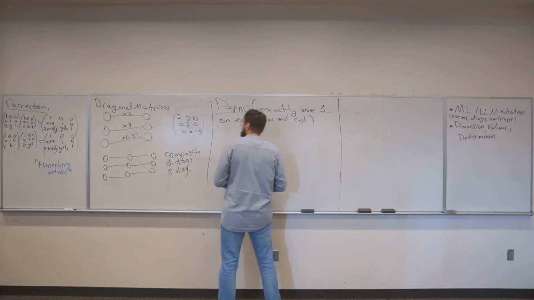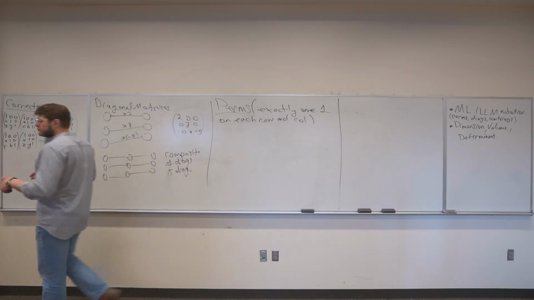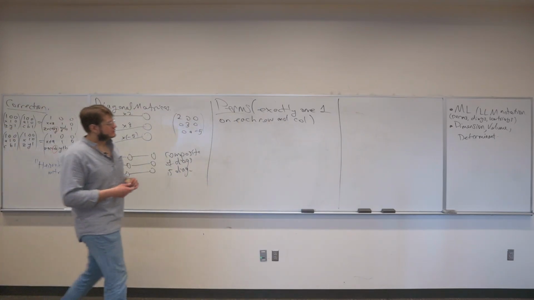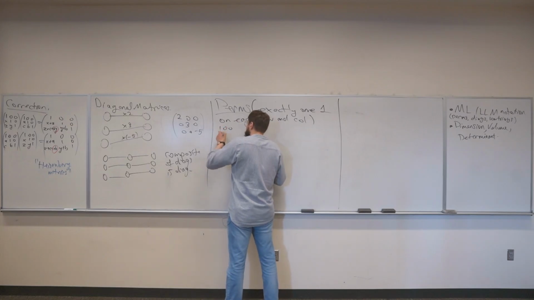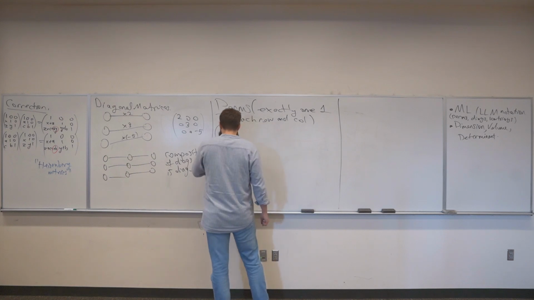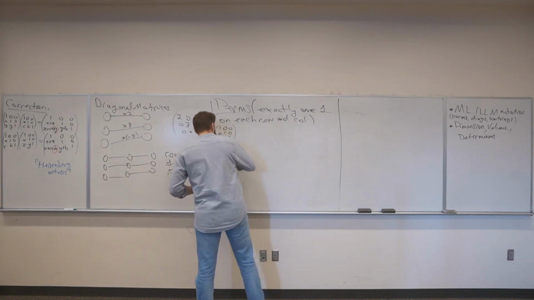In the case of 3 by 3, in fact, there are exactly 6 permutation matrices. You can just write them down. And in fact, I'll do it here. There's 1, and then, okay, I'll be systematic a little bit.